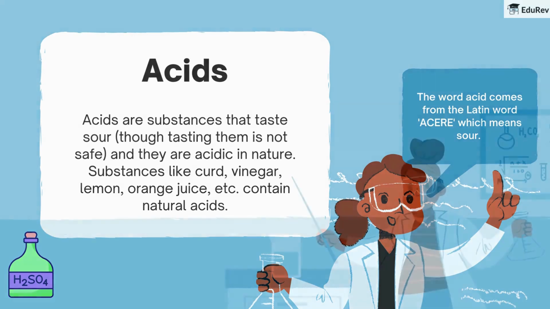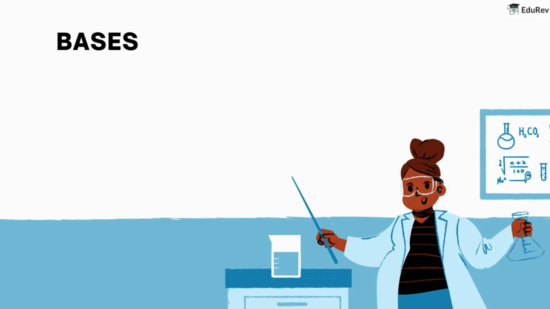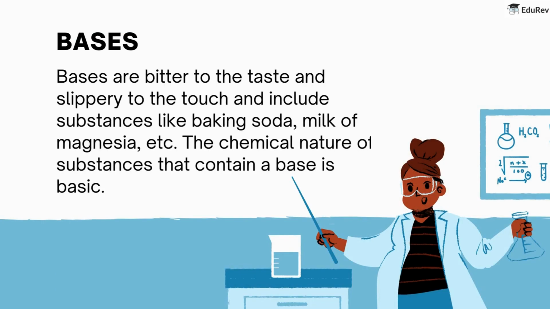Now, let's switch gears and talk about bases. Bases are the opposite of acids. Bases are bitter to the taste and slippery to the touch, and include substances like baking soda, milk of magnesia, etc. The chemical nature of substances that contain a base is basic. So, we have acids that are sour, and bases that are bitter and slippery.